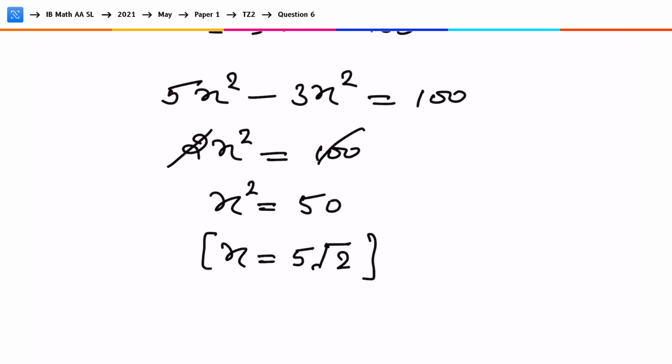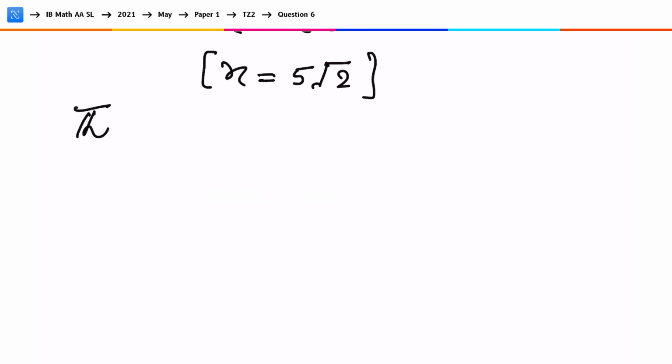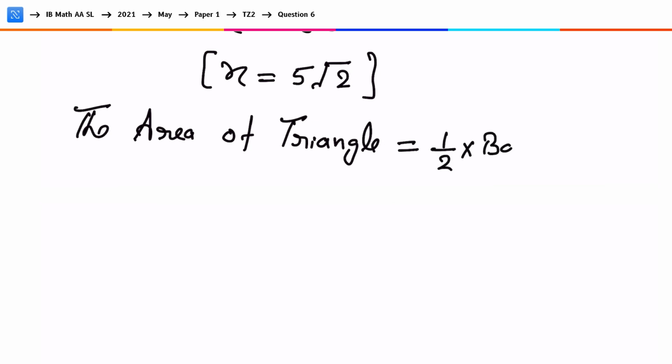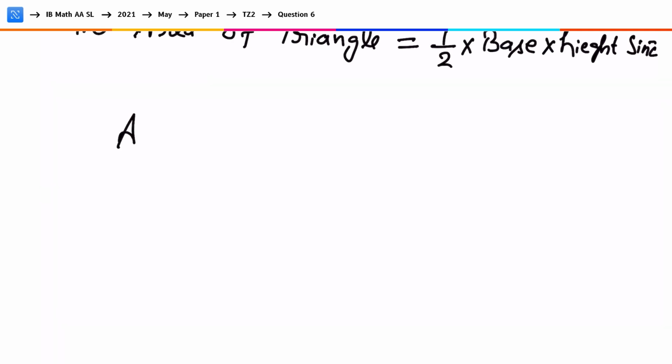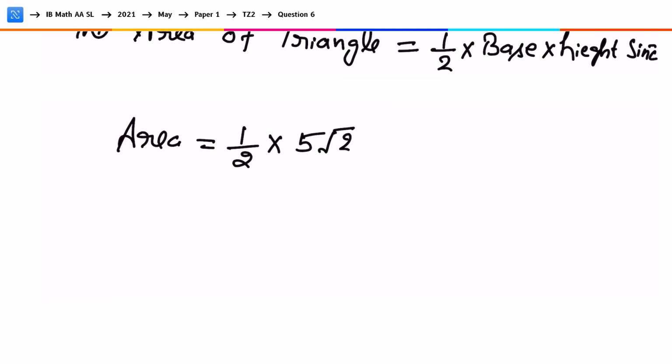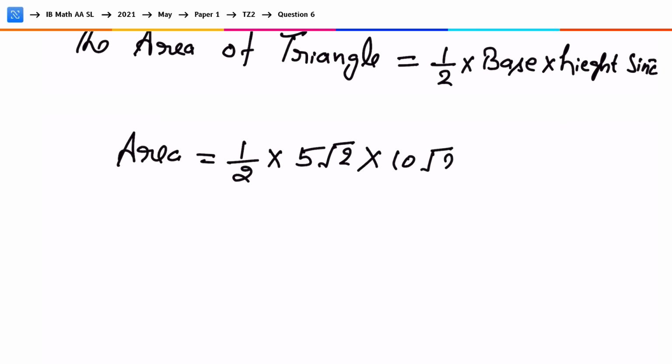Now we move on to calculating the area of triangle ABC. The area of the triangle is equal to 1 divided by 2 times base times height times the sine of angle C. Substituting the values, area is equal to 1 divided by 2 times 5 square root of 2, times 10 square root of 2, times sine of angle C.